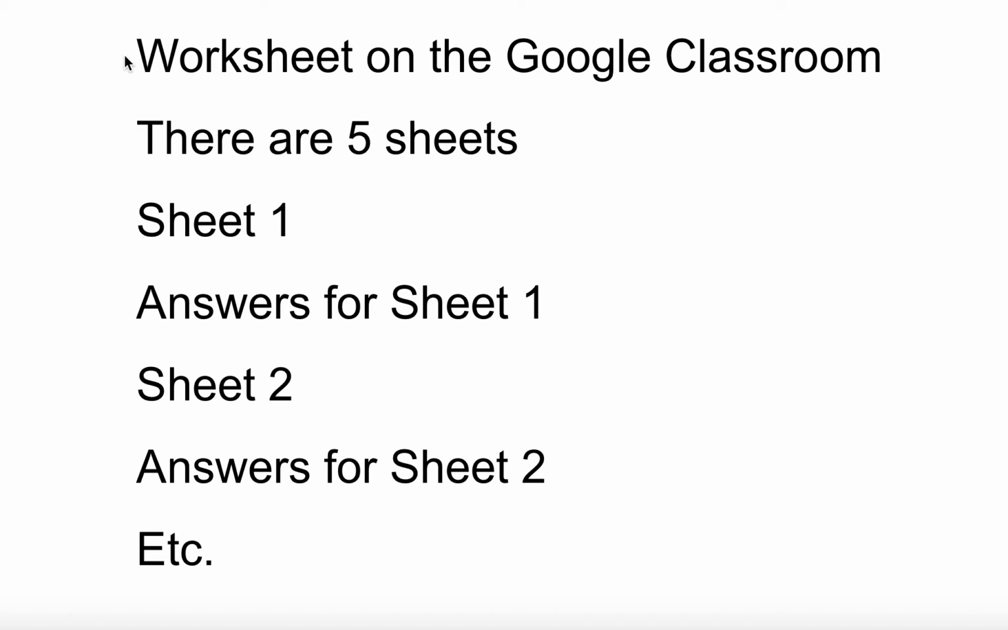Alright, now your worksheet is on the Google Classroom. There's actually 5 sheets. I mean, there's 10 in total. But it goes sheet 1, answers for sheet 1, sheet 2, answers for sheet 2, and it just goes on that way. So I want you to at least finish the first 3. Really, this note shouldn't have taken you that long to copy, and it's all the same stuff we've done. So for homework, you should be doing the first 3 pages.